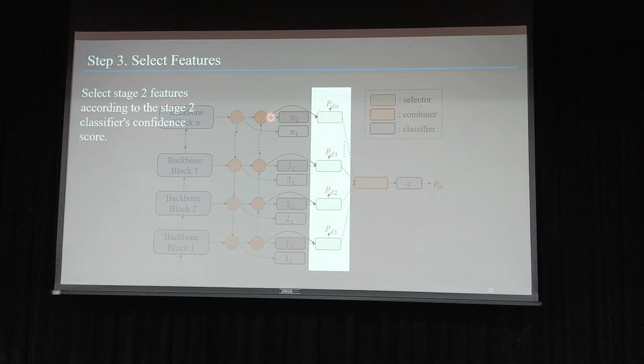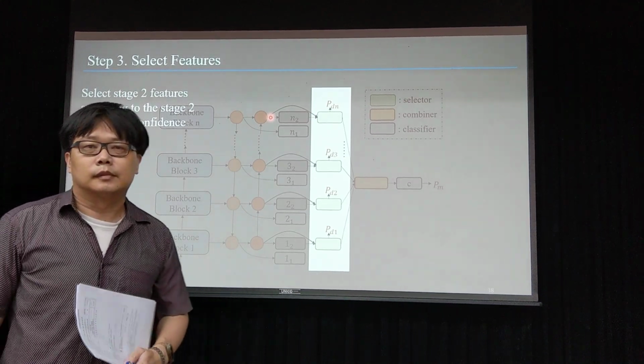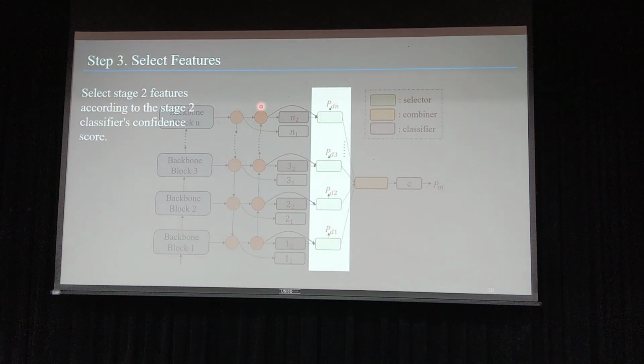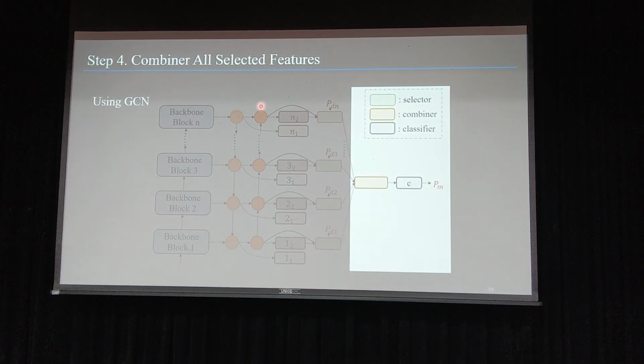The third step involves using the selector to choose stage 2 features here. We choose stage 2 features based on the stage 2 classified content score. We also gather features from unselected areas, which we refer to as dropped features. So in this step, we have selected features and dropped features. Finally, the fourth step involves the combiner using a graph convolutional network to combine selected features from different scales and make a class prediction.